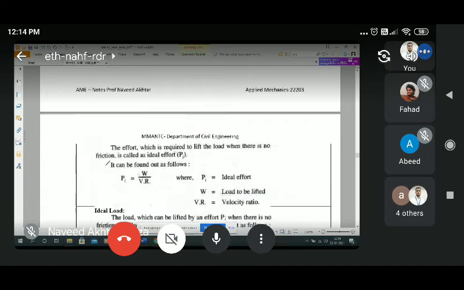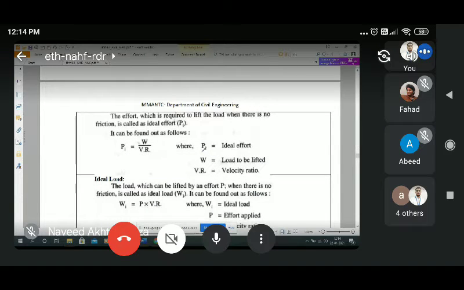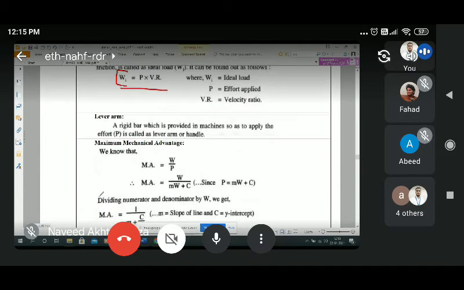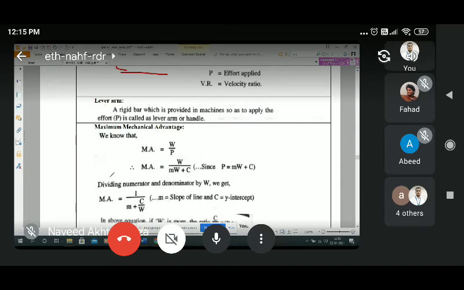So this we have seen, and then we have seen the ideal effort. Ideal effort, that is Pi, is equal to the ratio of load to be lifted to the velocity ratio. Ideal load is the product of effort applied and velocity ratio. The load which can be lifted by an effort P when there is no friction is called the ideal load. If there is no friction, this condition holds. Then the lever arm: we have seen the rigid bar which provides effort to the machine, so the applied effort is called the lever arm.